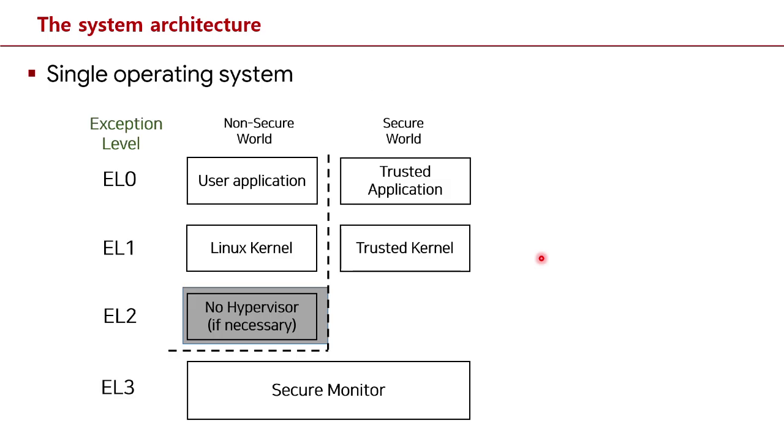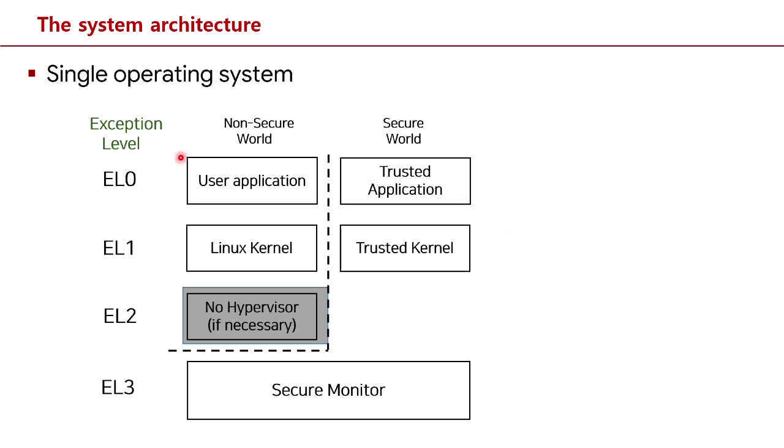But actually, most of the system architecture is based on two options. The first option is based on the requirement that only one operating system can be running, and another option is that there is the hypervisor that manages multiple operating systems. So now let's look at each component where only one single operating system runs.